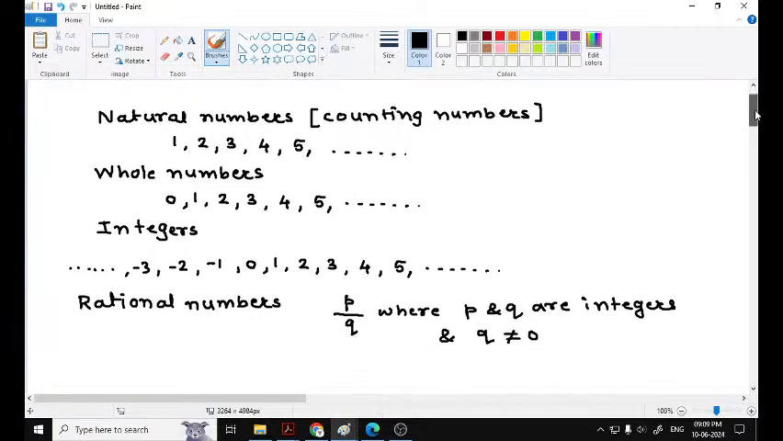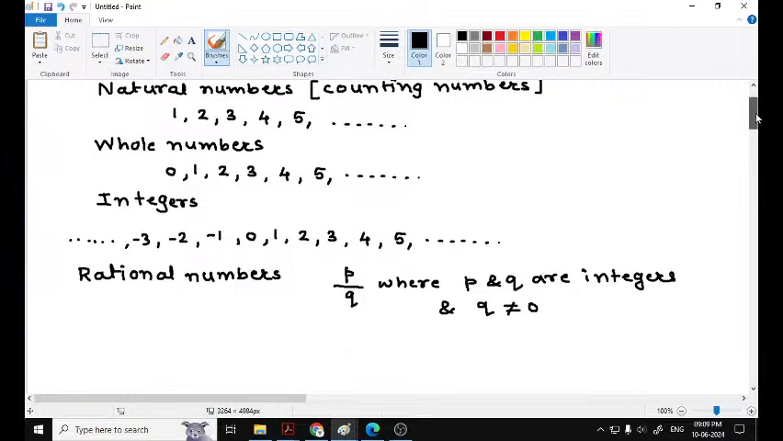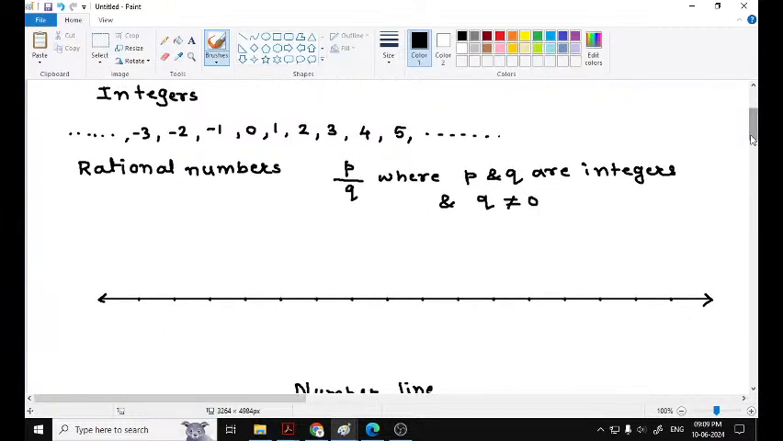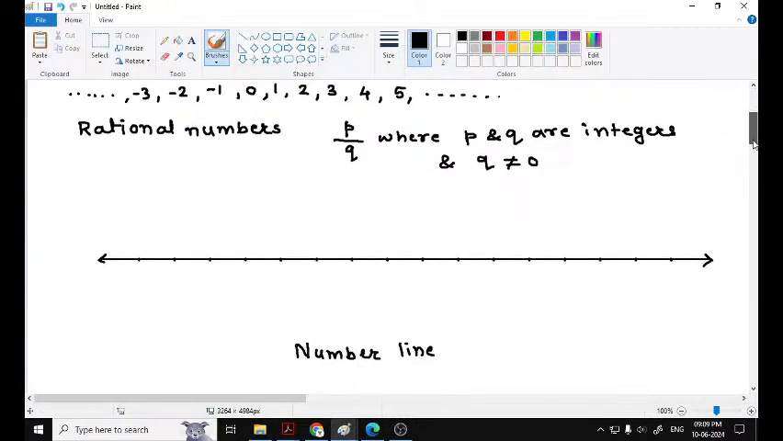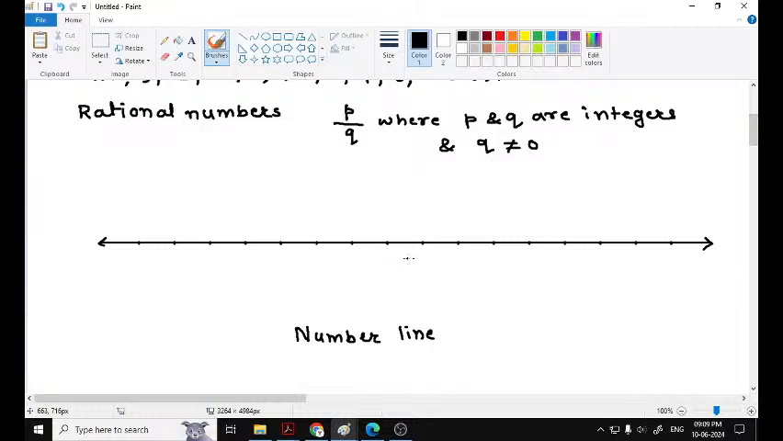Now let us try to represent these numbers on number line. This is our number line. These are natural numbers, and this arrow indicates that there are infinite natural numbers. So we represent natural numbers on number line. When we add 0, this becomes set of whole numbers.